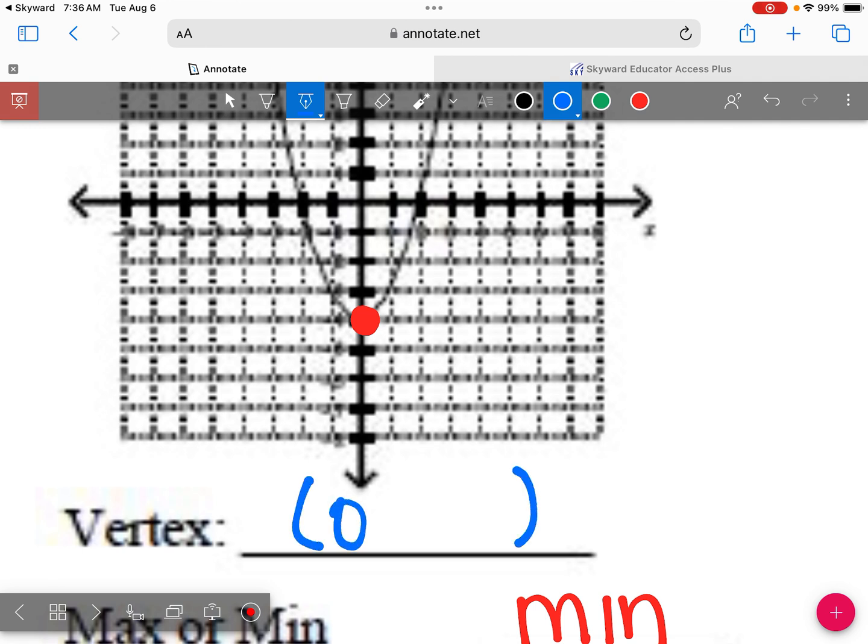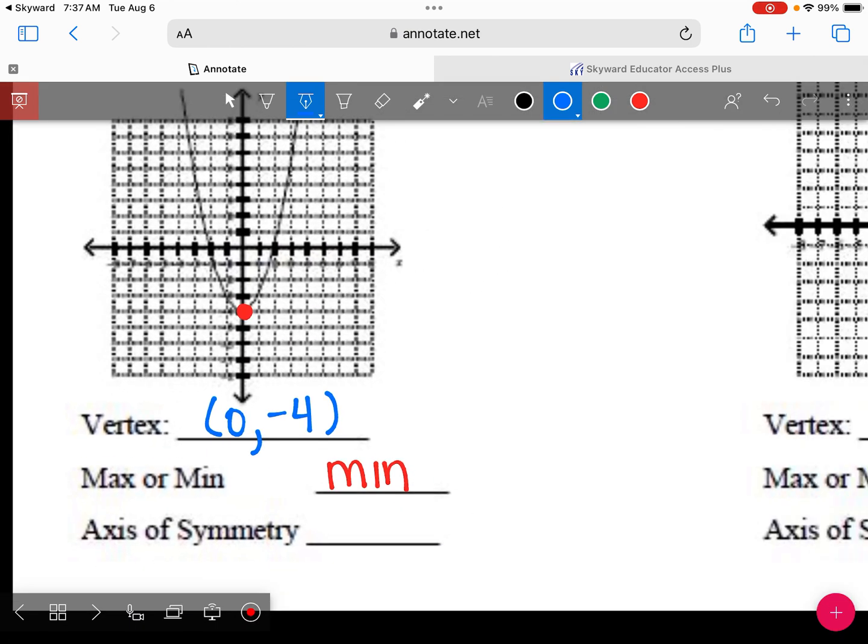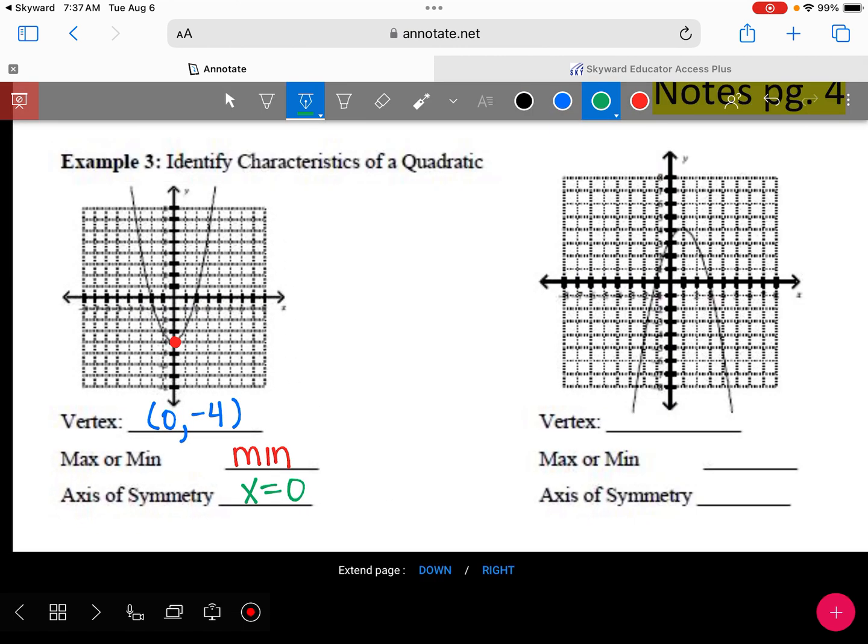So 0, and then it's 1, 2, 3, 4. So 0, -4 is my vertex. And the first number in the vertex is your axis of symmetry. So that would be x equals 0. All right, I want you to take a couple minutes and try to do this graph by yourself. Tell me where the vertex is. Tell me if it's a minimum or a maximum and the axis of symmetry.